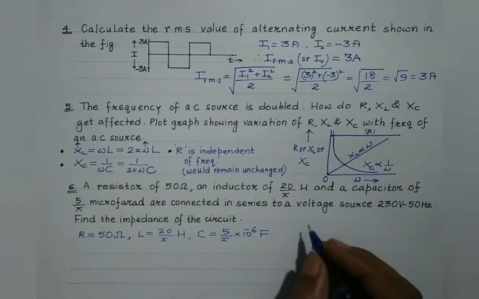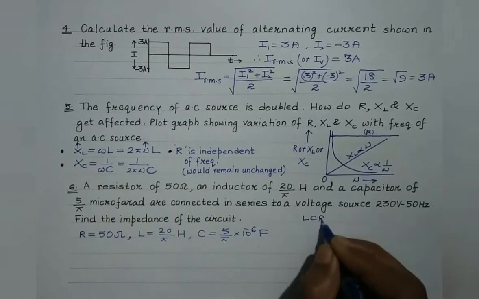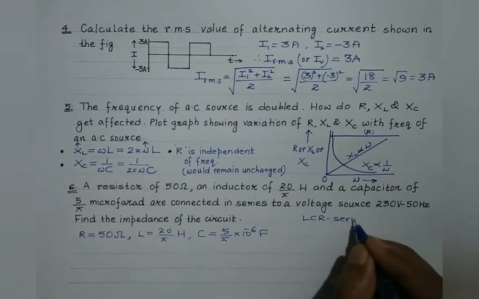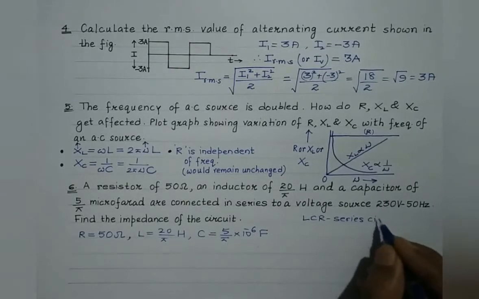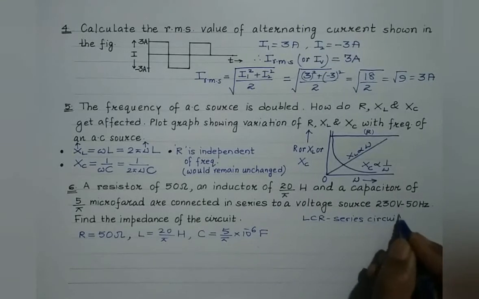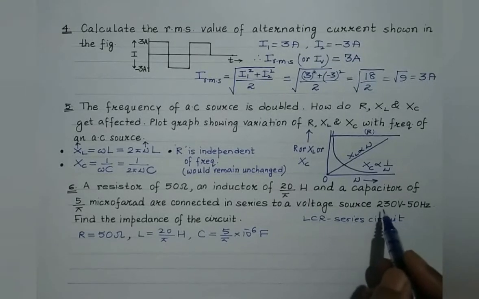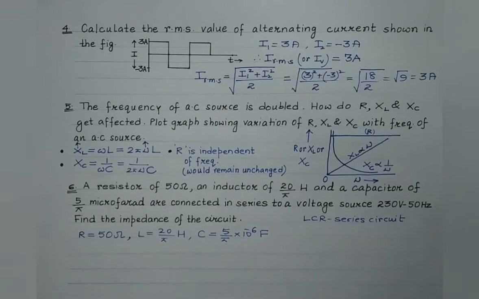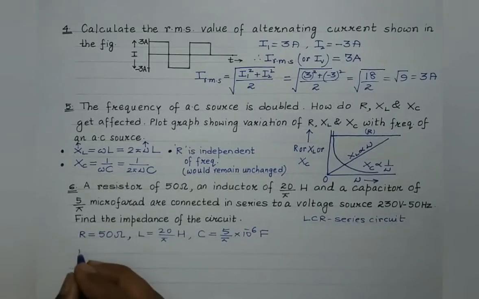So basically we are dealing with an LCR series circuit, right? And it is connected across a voltage source 230 volt 50 hertz. We are supposed to find out the impedance of this circuit, right? Whenever impedance of the LCR circuit is to be found, first find the individual values of XL, XC. So let's find out the value of XL.